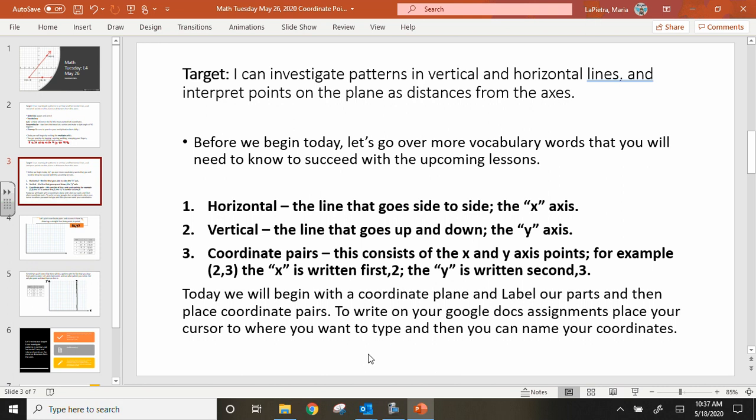Okay, so to write on your Google Docs, you place your cursor where you want to type, and then you can type right there. If you're having problems, you can always take a picture of it and email it to me if you decide to do this on a piece of paper, or you can just type right on it and send it as best you can on the Google Docs. Okay, let's go to our next slide.